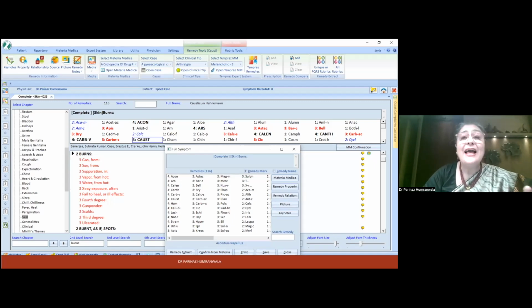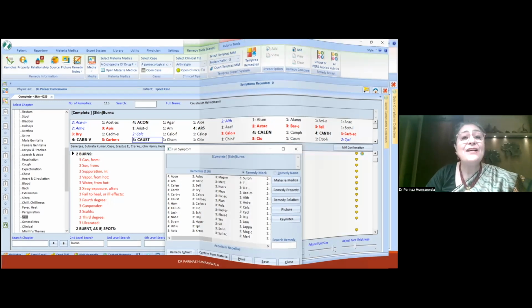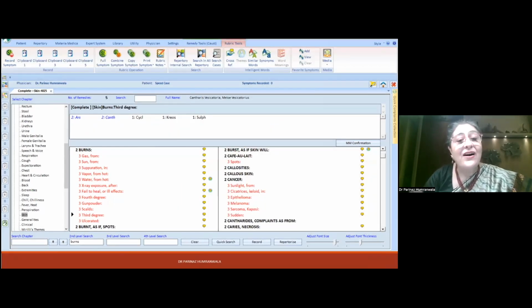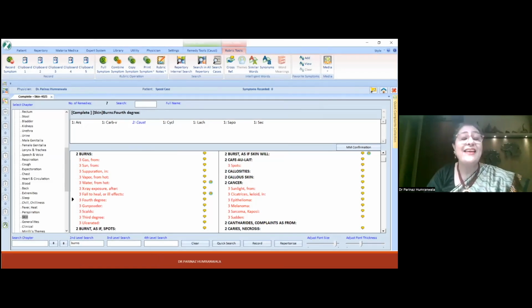So friends, do you know that we have 3rd degree burns written in Complete? Under burns, 3rd degree, we have Arsenic, Cantharis, Cyclamen, Creosote, and Sulphur as the remedies given. We also have 4th degree: Arsenic, Carbo vegetabilis, Causticum, Cyclamen, Lachesis, Saponaria, and Sicyos.